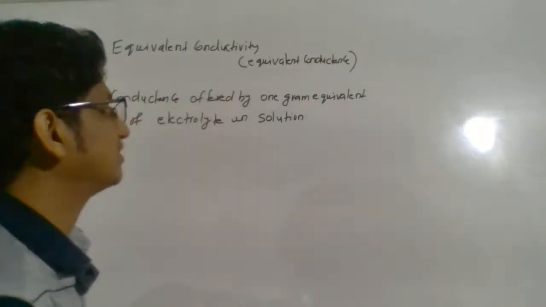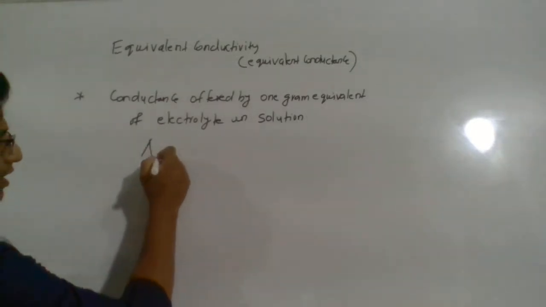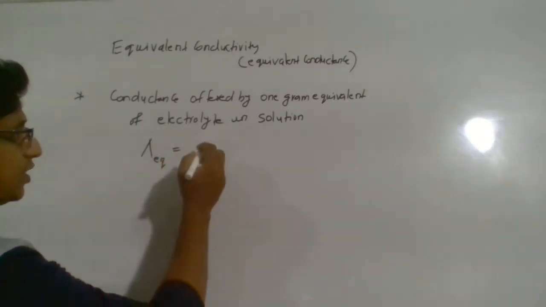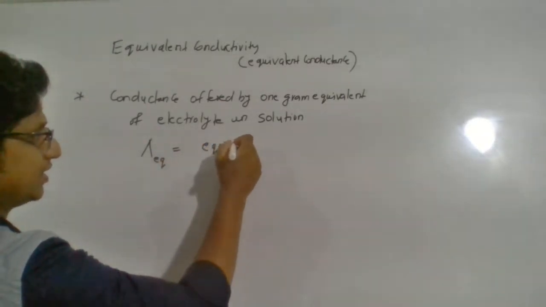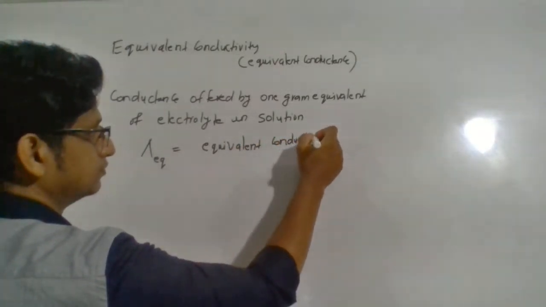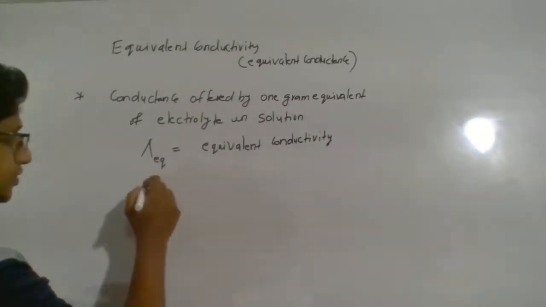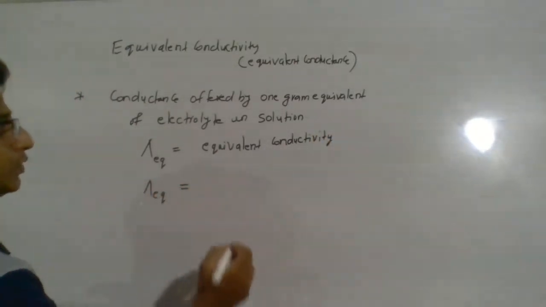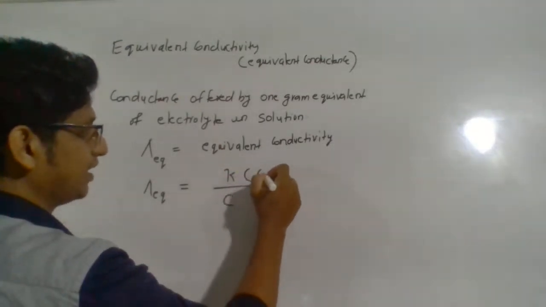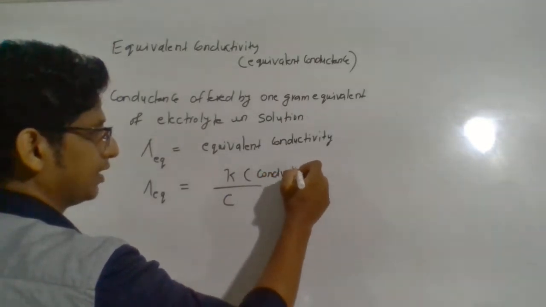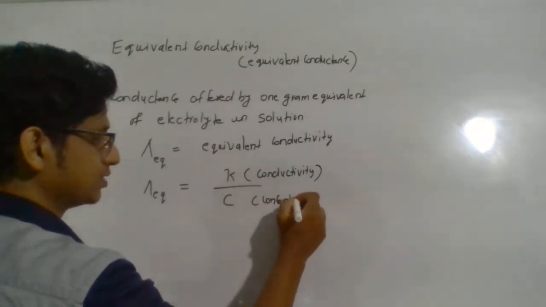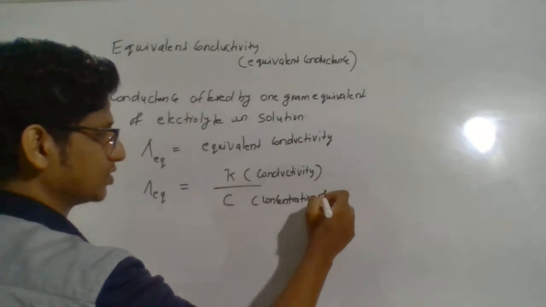So now how can you find it? We represent equivalent conductivity like this, lambda eq. Eq stands for equivalent. So lambda equivalent is equal to K by C, that we studied yesterday, where K is the conductivity and C is the concentration of the solution.